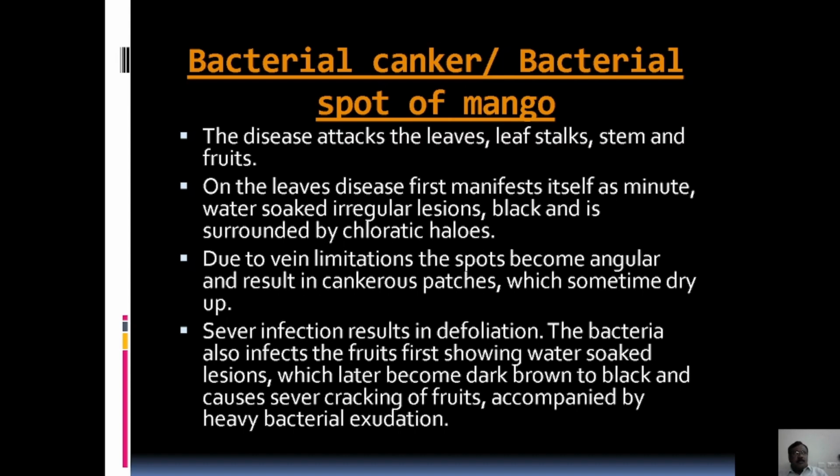The pathogen, that is the bacteria, also affects the fruits. There also it produces water-soaked lesions which later turn dark black, with cracking of fruits accompanied by exudation of bacterial ooze from the cracks.